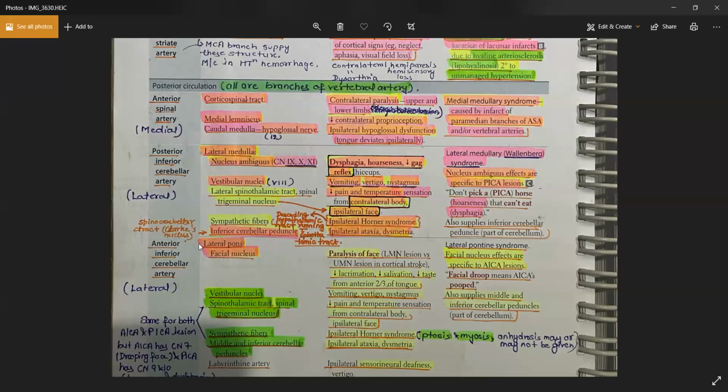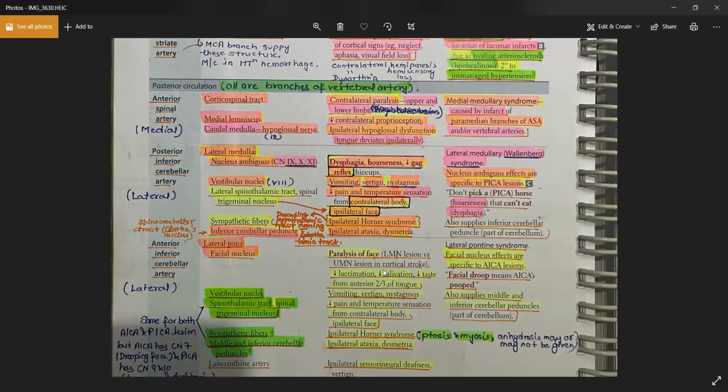Just know in case of ICA, you will have a damage in the lateral pons, and because of that, the facial nucleus will also die along with all these nuclei. Same symptoms, but you will get the facial paralysis. Okay. Very important. And it would be a lower motor neuron damage because the nerve is originating from here, right? So it would be a lower motor neuron. Complete one side of the face will be paralyzed.